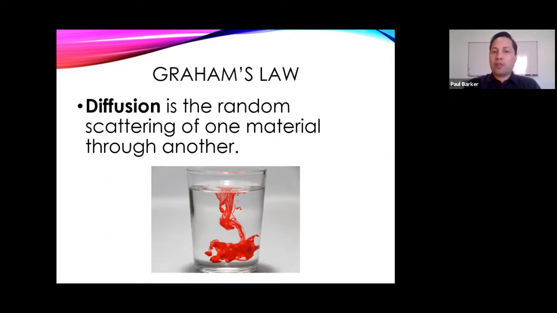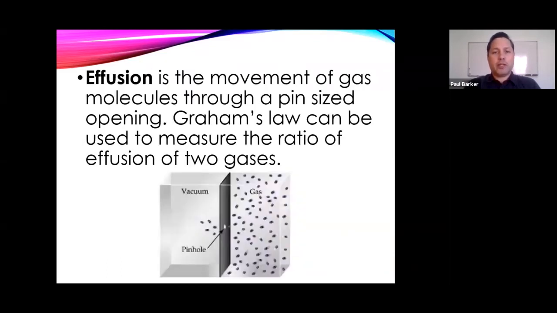Now, that's an example of a liquid diffusing through another liquid. Diffusion could happen between liquids and gases and other gases, and even liquids and solids and so on. So that is diffusion. Very similar to it, it's effusion. Effusion is the movement of gas molecules through a pin-sized opening. In the picture here, there's a tiny opening dividing both chambers, and the gas molecules are moving through that small opening. That is effusion.